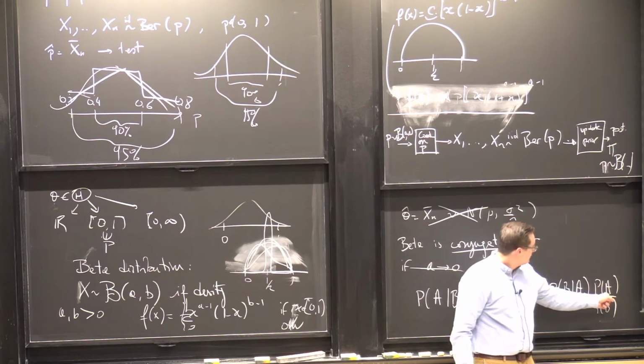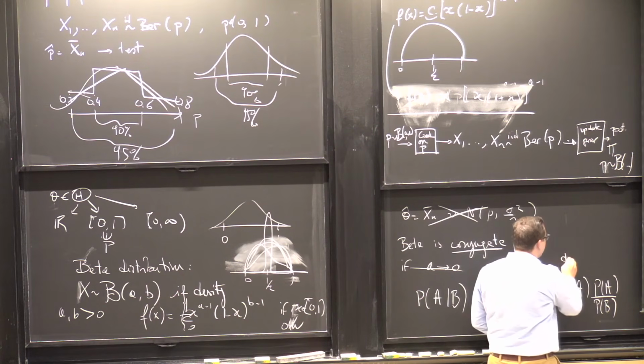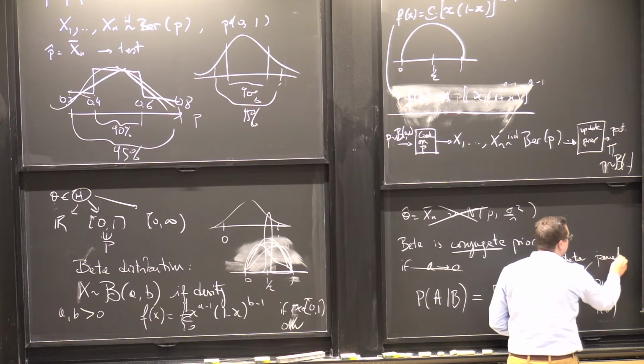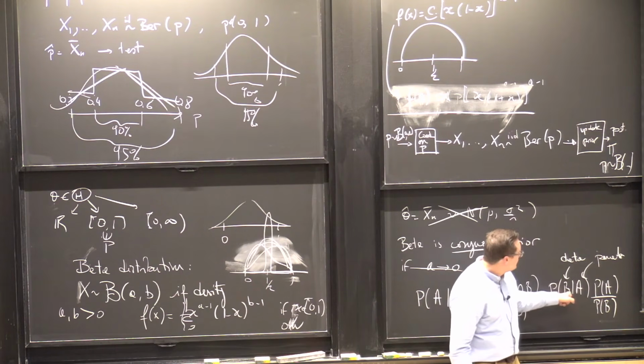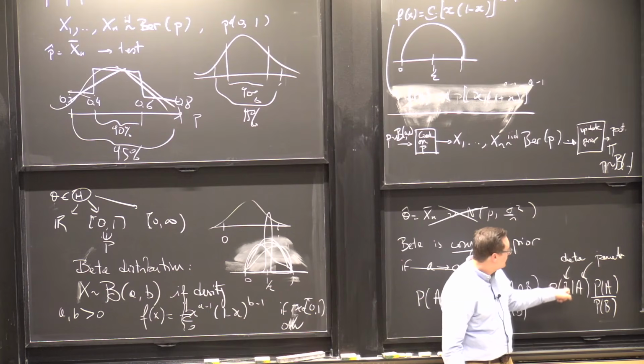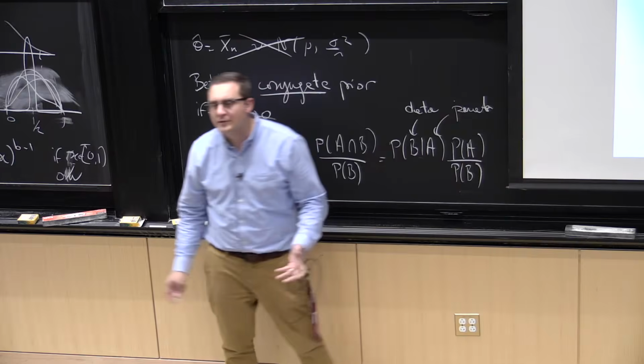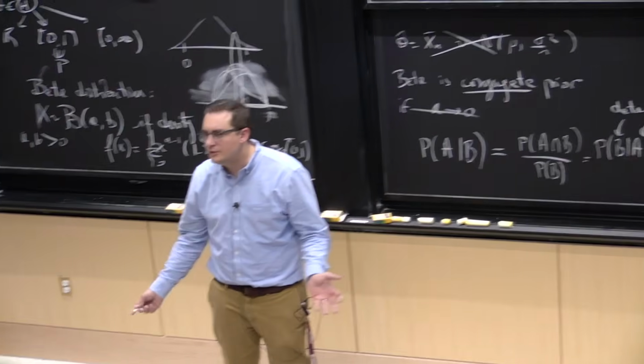So we said that this is going to be my data, and this is going to be my parameter. So that means that this is the probability of my data given the parameter. This is the probability of the parameter. What is this? What did we call this?